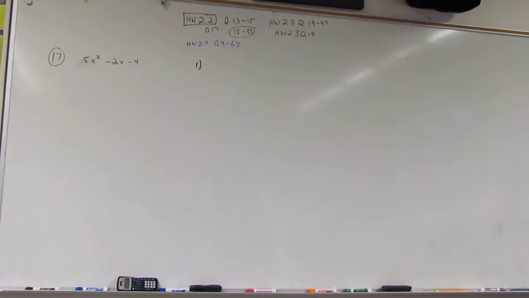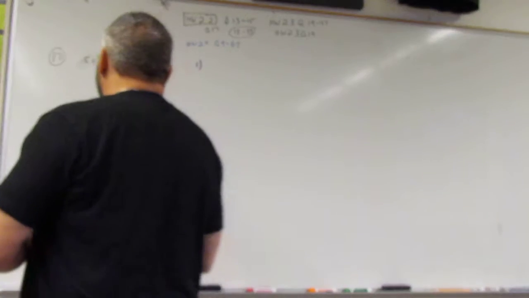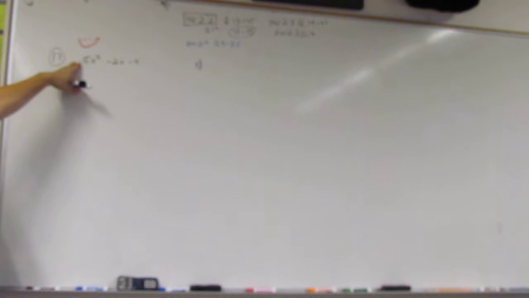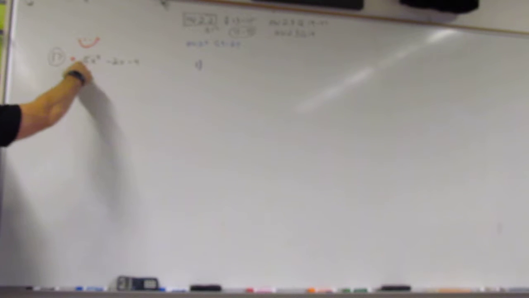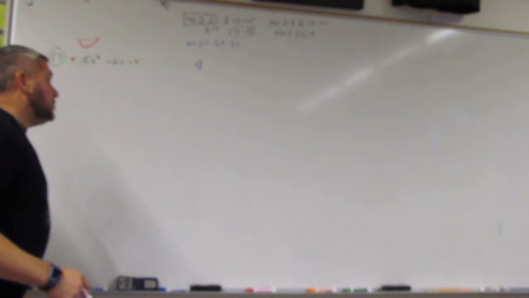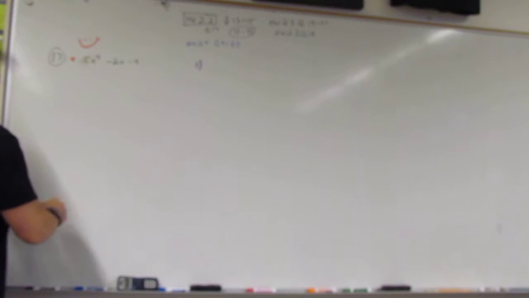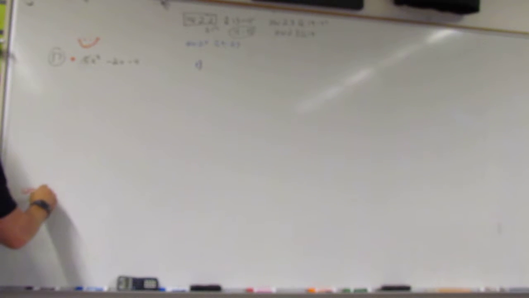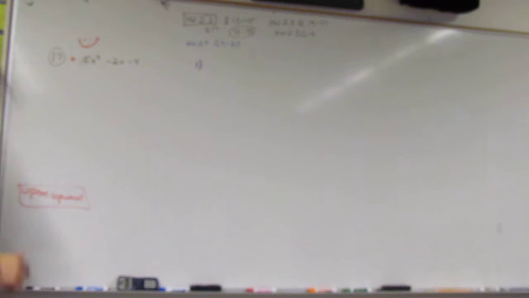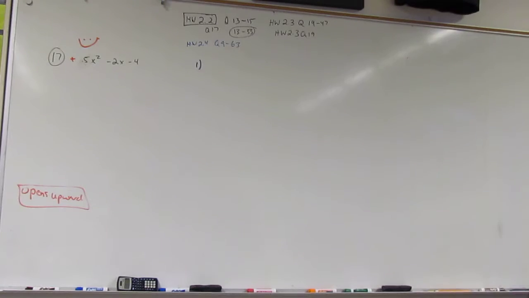The first thing is that we need to determine, does it open up or down? Up. So the smile opens up, right? Because this is positive out in front, it smiles. Okay? All right. So we know that it opens up. Secondly, find the axis of symmetry.